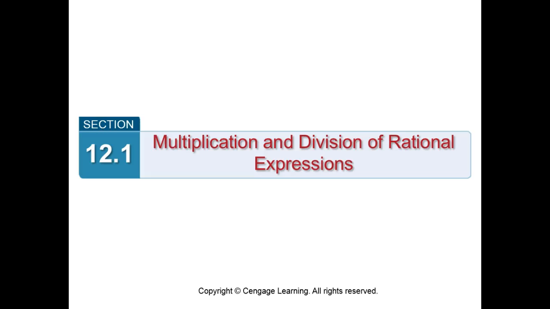Section 12.1 will be the multiplication and division of rational expressions, which, hey, wait a minute. Don't we usually start with the easy stuff, adding and subtracting, before we do multiplication and division? Well, guess what? In rational expressions, multiplication and division is the easy stuff. Addition and subtraction takes a little more effort. I think you'll recall this if you don't know it already.